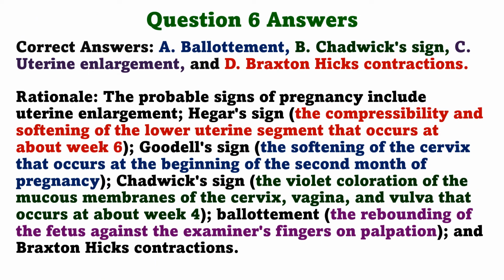The correct answers are A. Ballottement, B. Chadwick's sign, C. Uterine enlargement, and D. Braxton Hicks contractions. Rationale: the probable signs of pregnancy include uterine enlargement.